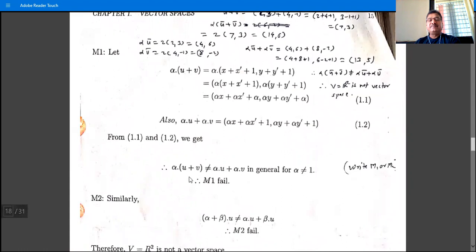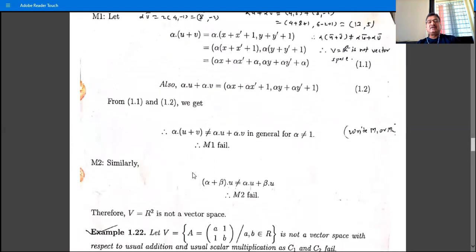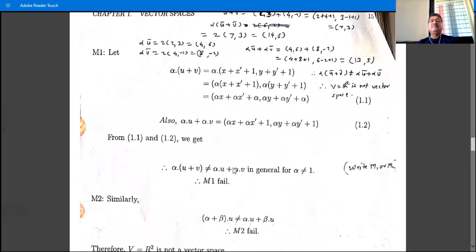What is the property? Alpha (u plus v) is not equal to alpha u plus alpha v. In another notation, we have to show that k(u bar plus v bar) is not equal to k u bar plus k v bar. That is the M1 property. Either use the notation alpha, beta for scalars, or small k, small l. And vectors, that is the elements of a vector space, are denoted by u bar, v bar, or just u, v. So we have to show this property M1 fails: k(u plus v) equals ku plus kv.